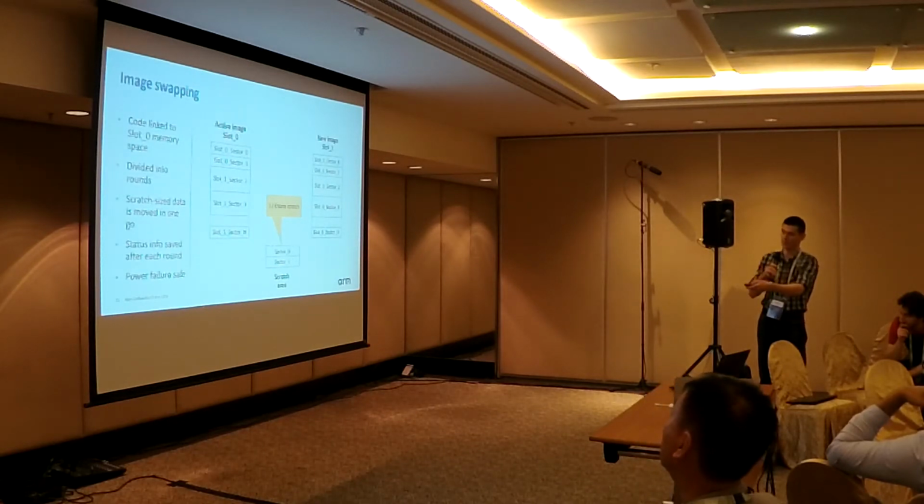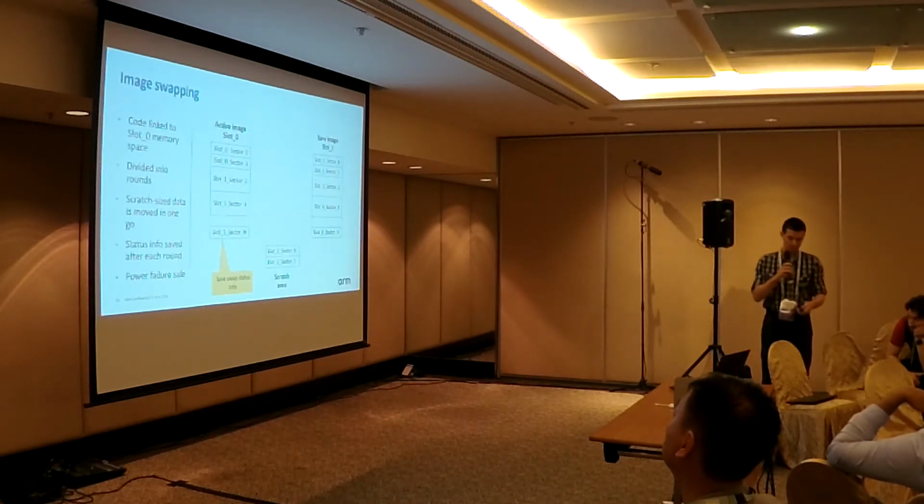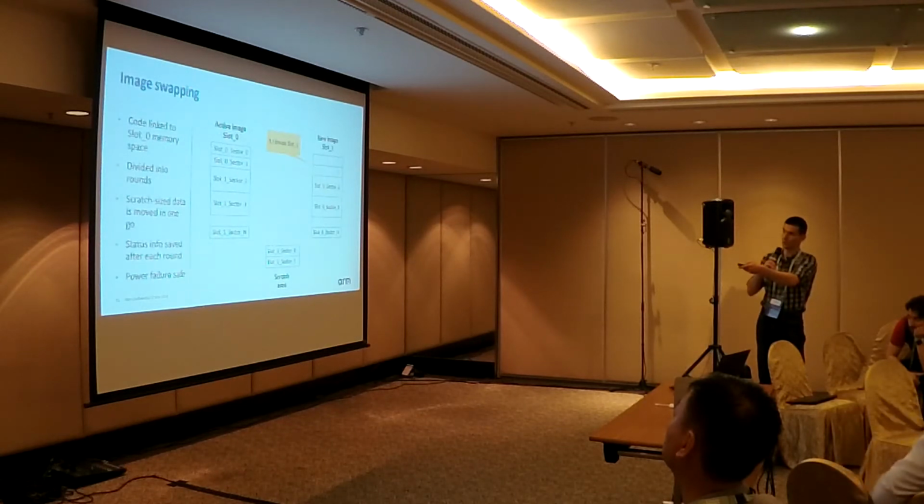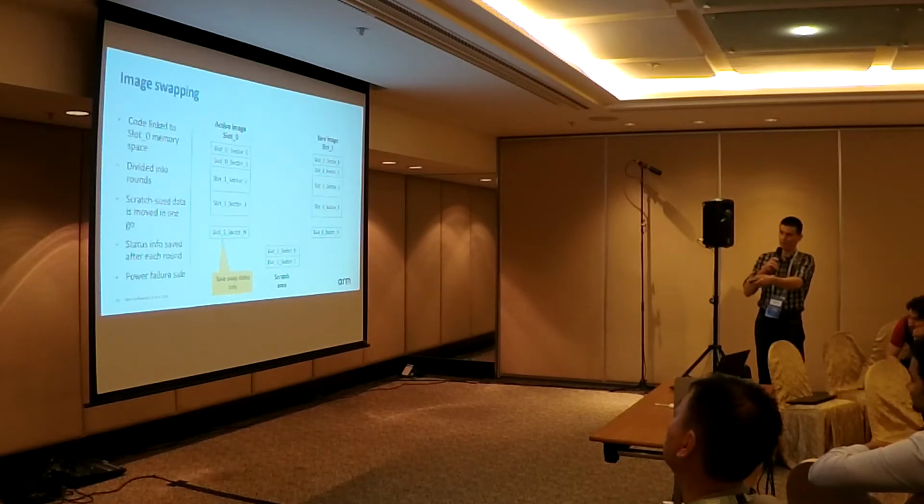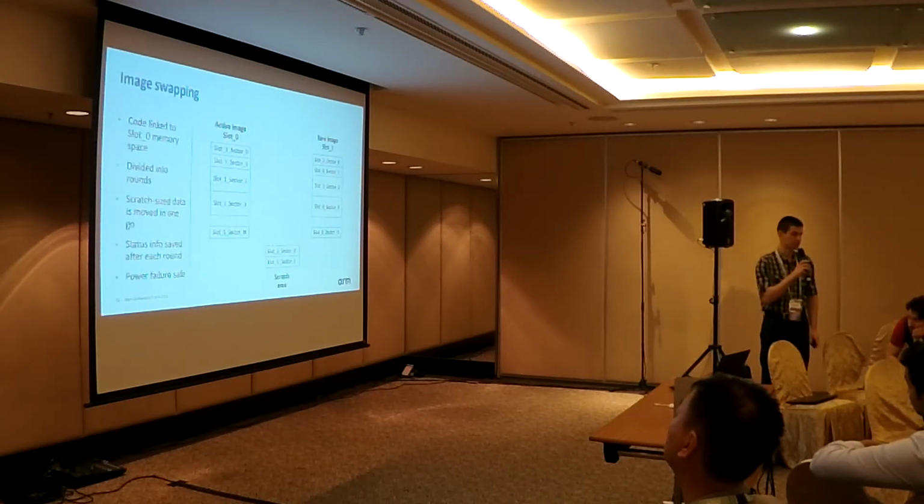Okay, so the first step is to erase the scratch, copy the slot 1 content to the scratch area, save some status information about the progress of the swapping, erase slot 1, copy the content of slot 0 to slot 1, again do some swap status saving, erase, copy, and it's done.